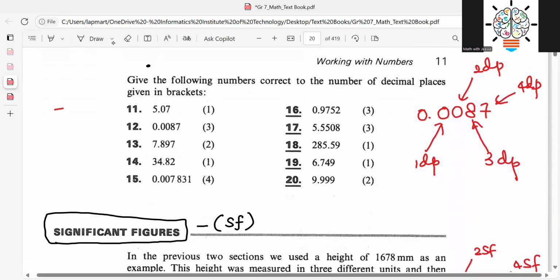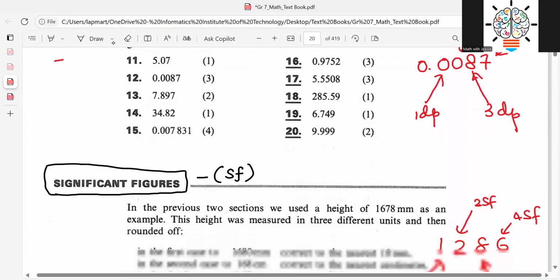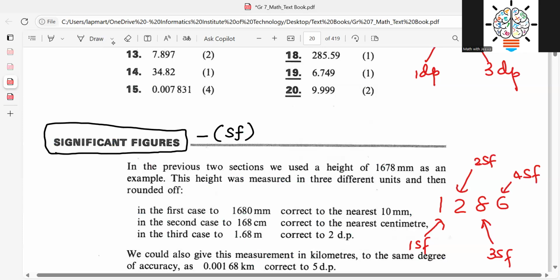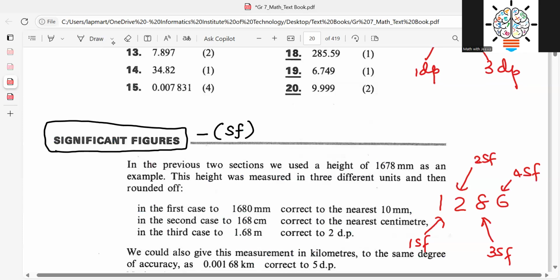Inside the bracket, you can write SF, significant figures, right? I will tell you what it is. Now you just look at this number, children. 1286. 1 is the first significant figure. 2 is the second significant figure. 3 is the third significant figure. And 6 is the fourth significant figure.